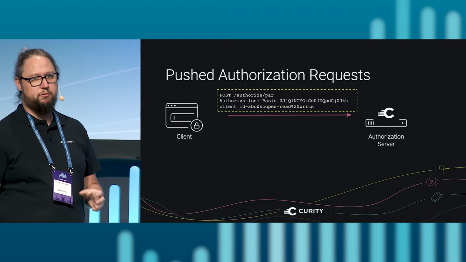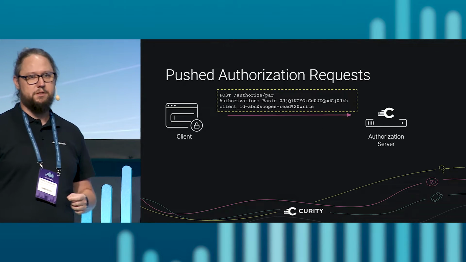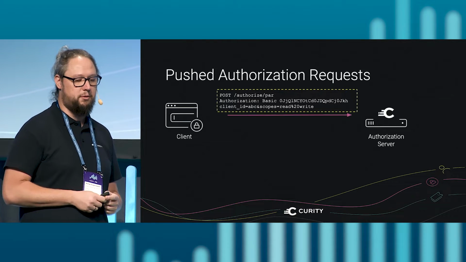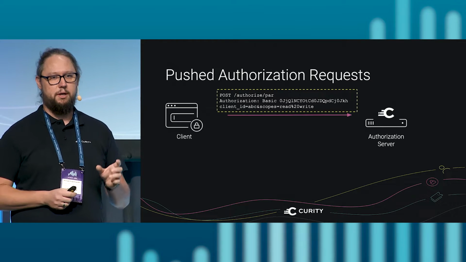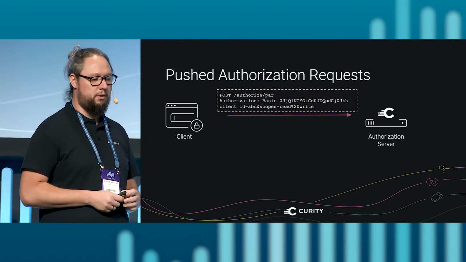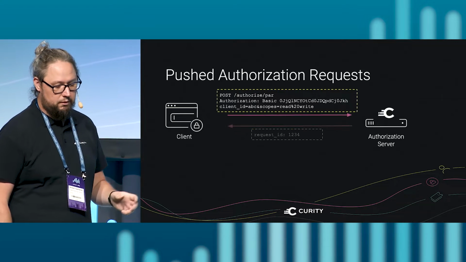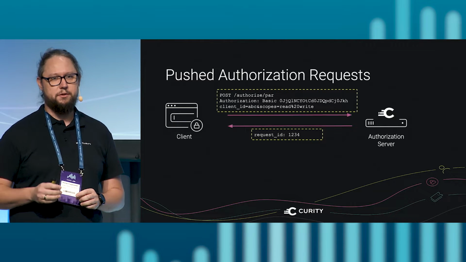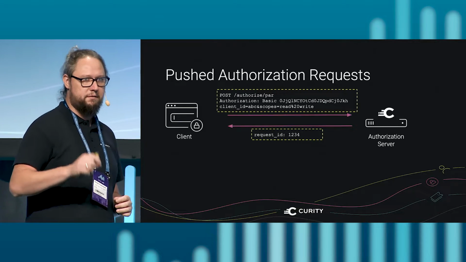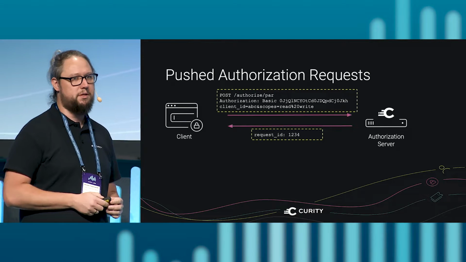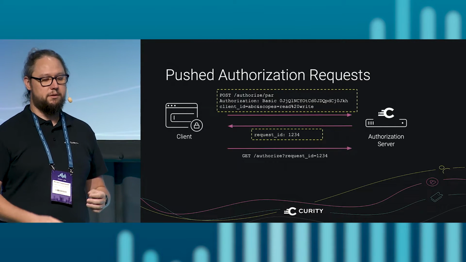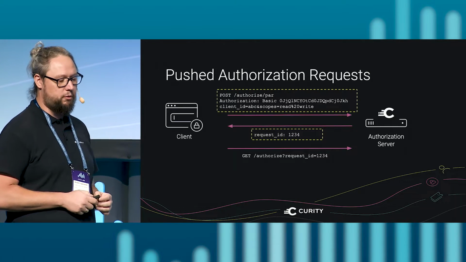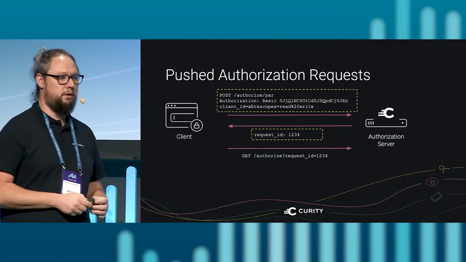So with the pushed authorization request, it adds a new endpoint to the authorization server, and now what the client does, it makes a POST request, an authenticated request to that endpoint, and sends all the parameters that it would normally send in the query string. It now sends them in the body of the request. The authorization server can authenticate the client, verify all the parameters or the parameter values, save them somewhere, and send back a request ID to the client. And now the client uses that request ID when it starts the usual authorization request. It just uses the request ID in the URL parameter.